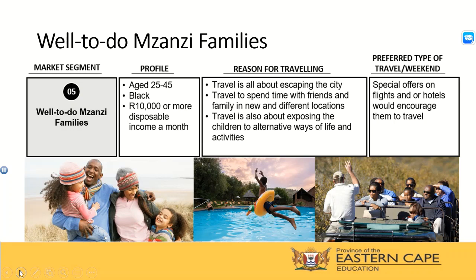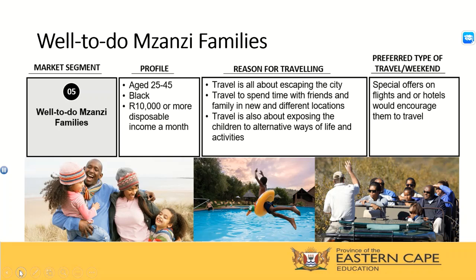Our last type of market segment is well-to-do Mzansi families. Their profile is that they are aged between 25 and 45 years old. They are black and have 10,000 Rand or more disposable income a month. You can make your own deduction there, grade 11, as to the financial situation of the people in this market segment. They certainly have more than enough money to spend, and the reason why they travel is all about escaping the city. They want to visit new and different locations with their families and with their friends, and they also want to expose their children to different things that they perhaps as children did not experience.